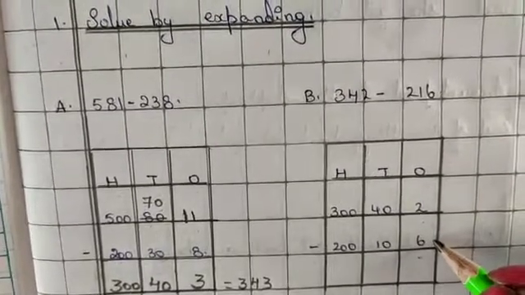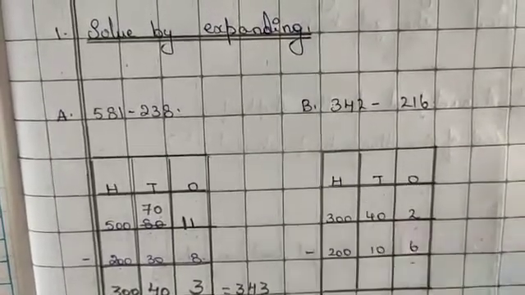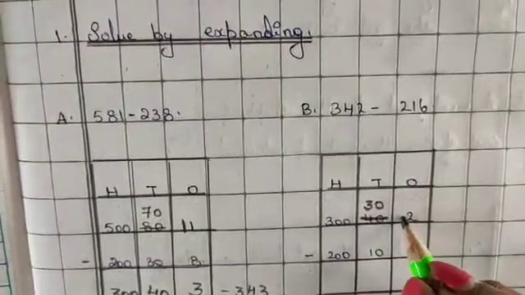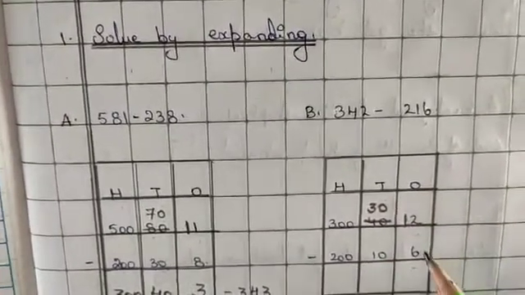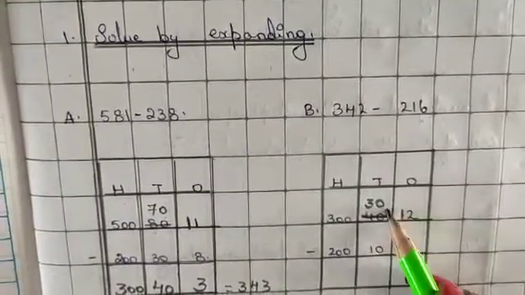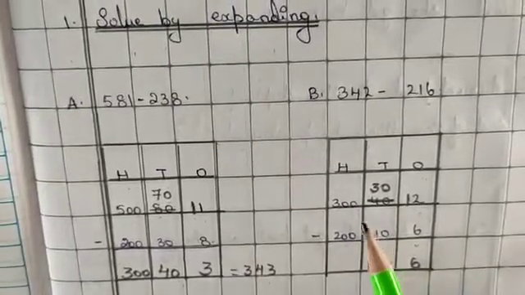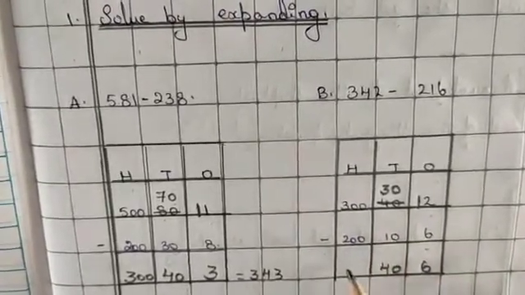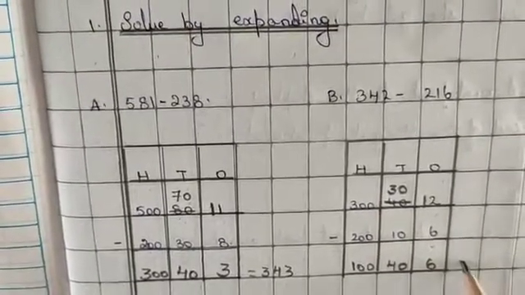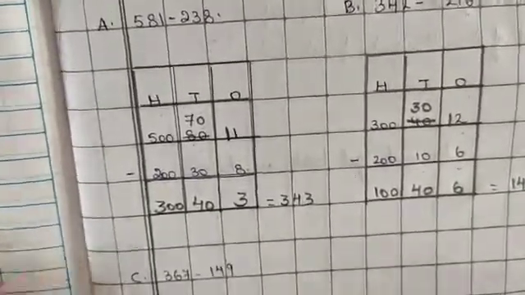2 minus 6, will it subtract? No. What we have to do? We have to borrow from the tens place. So here the number will become 30 and here it will become 12. Right children? So 12 minus 6 will be 6 and 30 minus 10 will be 20. And 300 minus 200 will be 100. So what is the answer we got? 126. Right children?